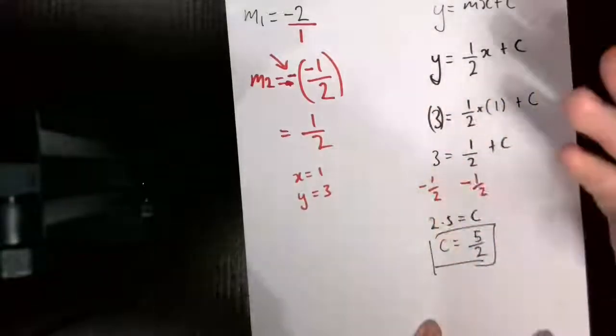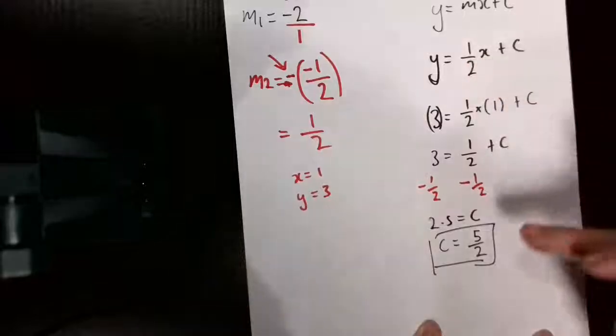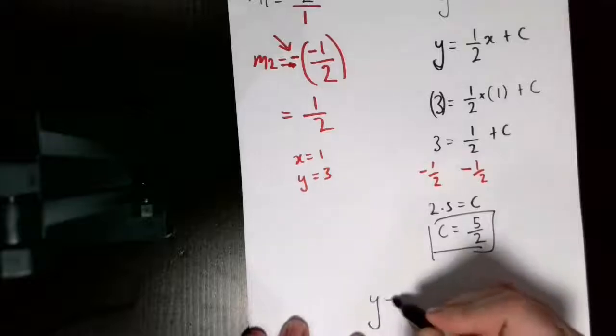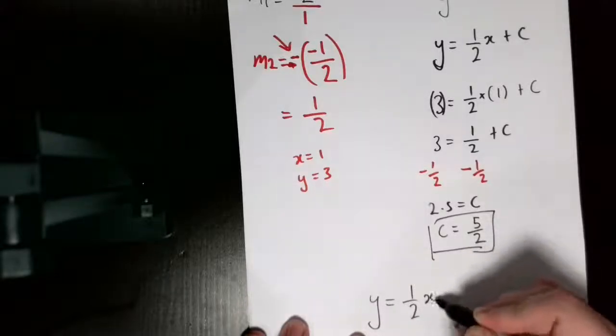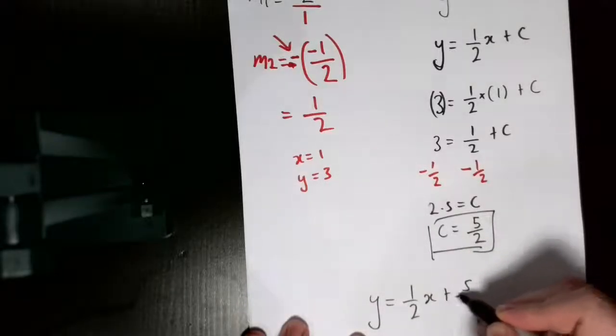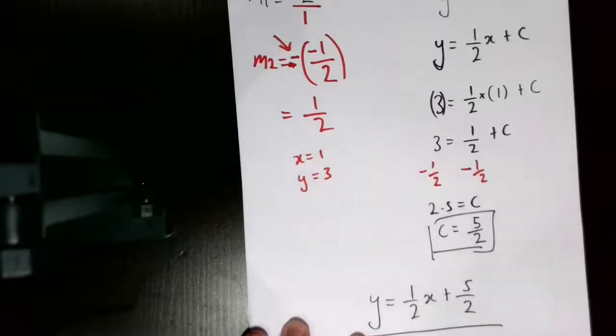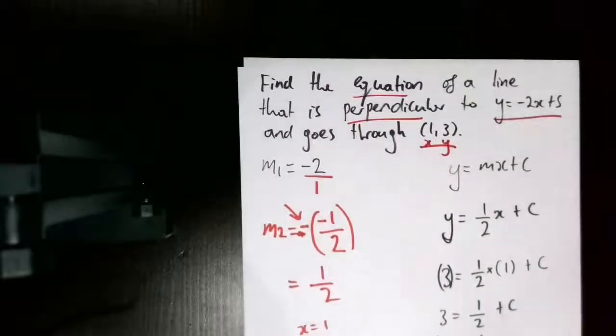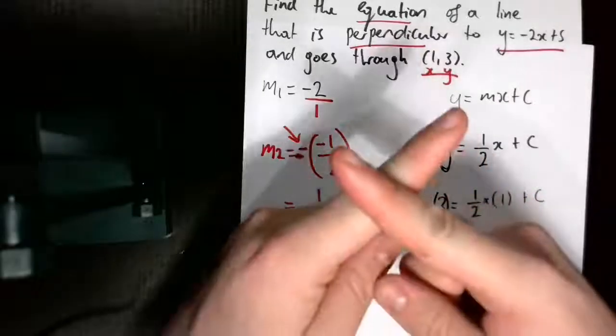So we've found our gradient, and we've found our y-intercept. Let's rewrite our equation. Our perpendicular line is y equals 1/2 x plus 5/2. That's how we find a perpendicular line. This is our new line, this is the line that we started off with, and the lines meet at right angles.